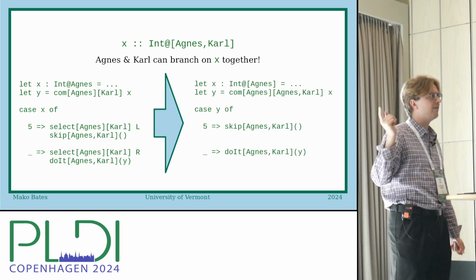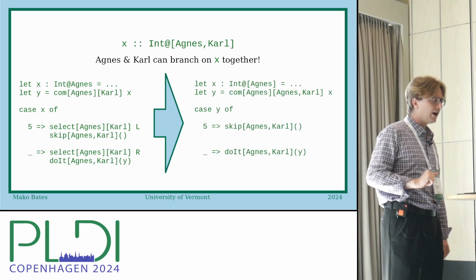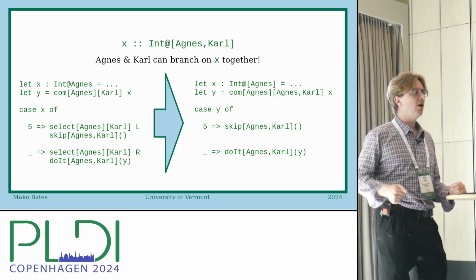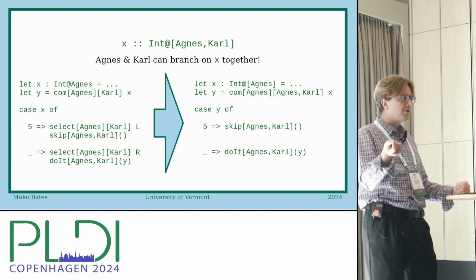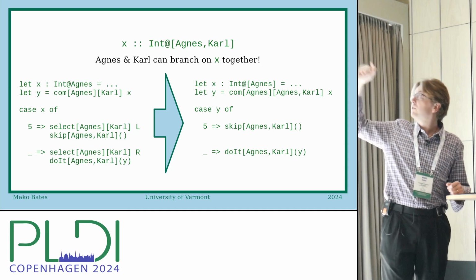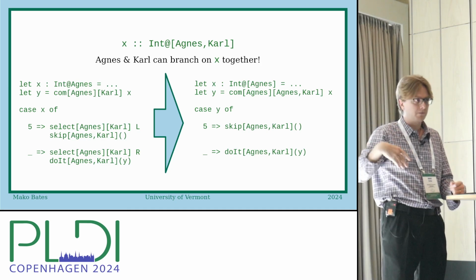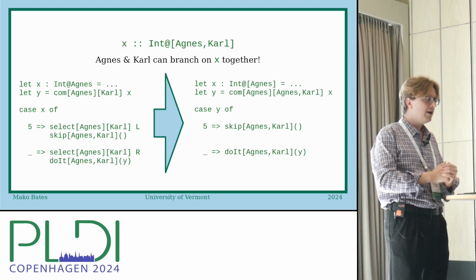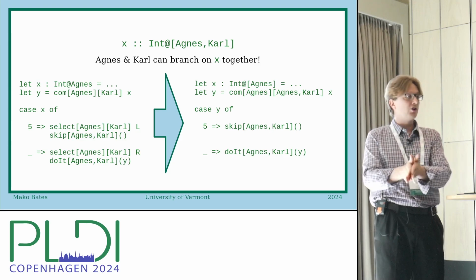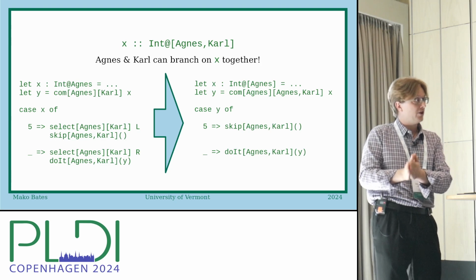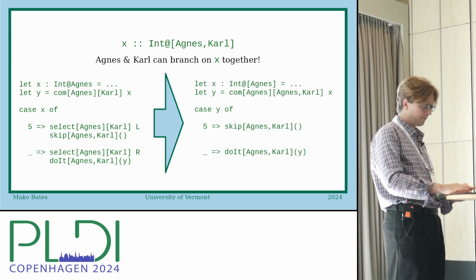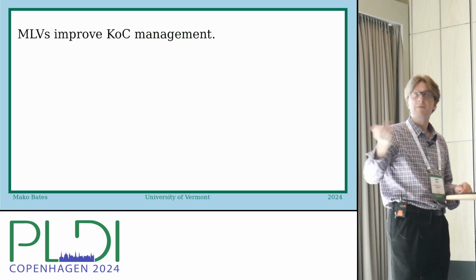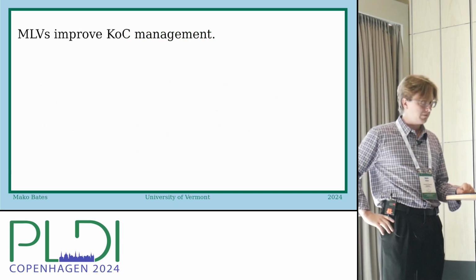With multiply located values, we don't need to do that. When Agnes sends x to Carl, she knows the result of that computation. We make that explicit by including her as a recipient. There's no extra communication cost overhead for that. But now, they can both branch on y, and either they do it or they don't without any further overhead. So that's how it improves your knowledge of choice management.